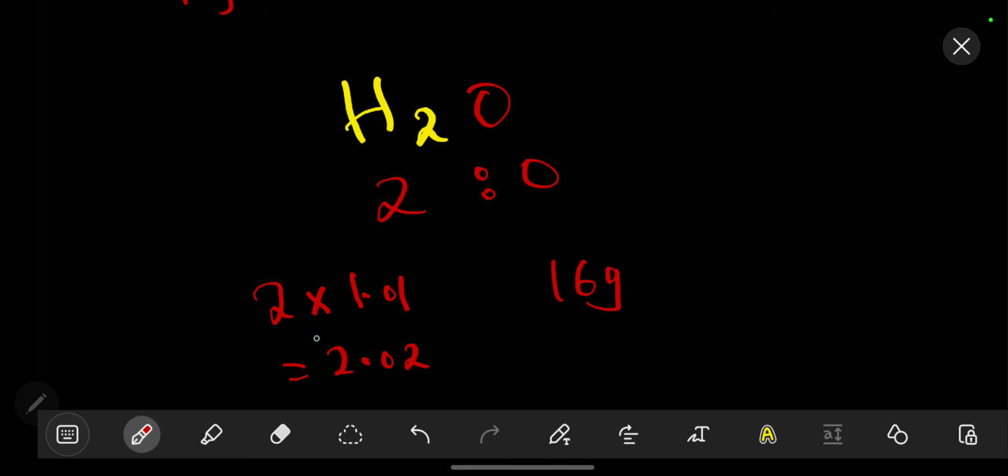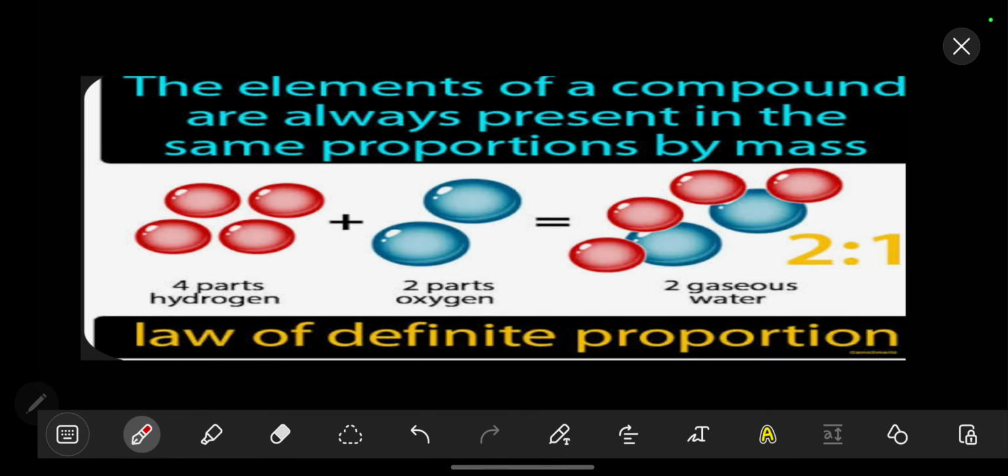Grams. So the percentage by mass is the same in water, no matter its source, as long as it's a pure substance. The elements of the compound are always present in the same proportion. So if we have, let's say, 4 hydrogens and 2 oxygens, you will find that 2 hydrogens shall be bonded to 1 oxygen. So it's fixed. We have H2O here, 2 parts hydrogen, 1 part oxygen. Even here, we shall have H2O.